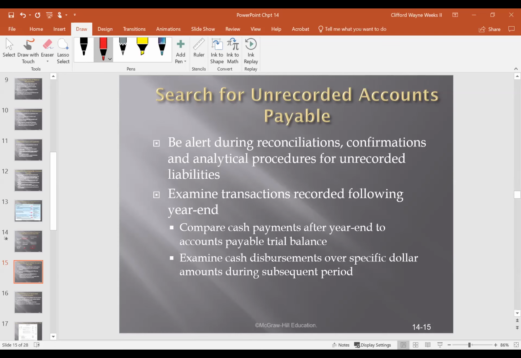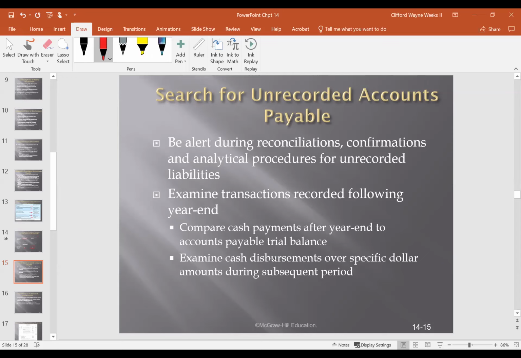Examine transactions recorded following the year end. So if we see payments made to somebody, pull those source documents and ask, was this a liability or was this a cash transaction? Because if you're paying something off in the first week of January, let's say the year ends December 31st, businesses very rarely do COD. It's usually on account. And so really, you'd want to identify, was that a liability, and was that liability recorded?